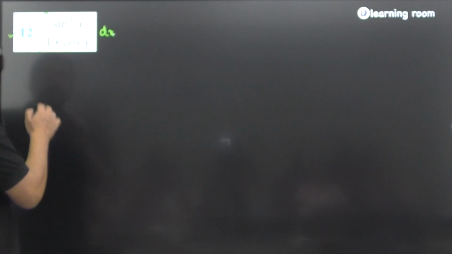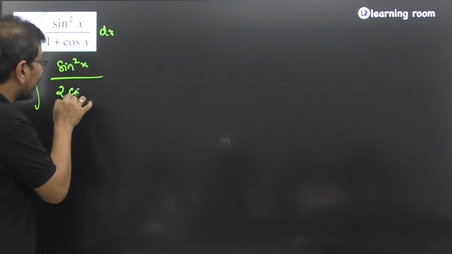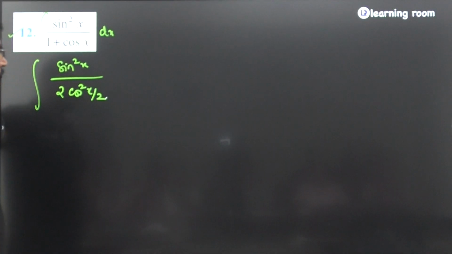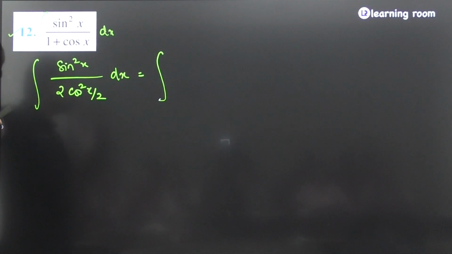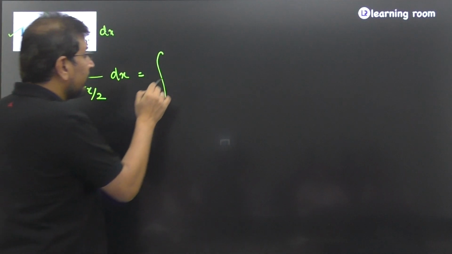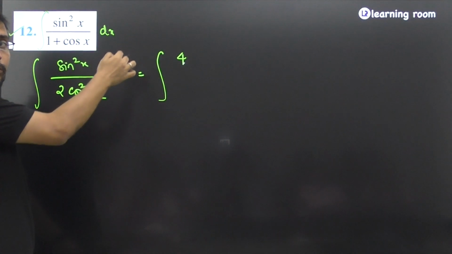So integral of sin square x divided by 1 plus cos x. How will you write it? Integral of sin square x divided by, how can you write 1 plus cos x as? It is 2 cos square x by 2, right? Times dx. So integral of, how can you write sin x in terms of sin x by 2 and cos x by 2? You can write it as (2 sin x by 2 cos x by 2) the whole square, right?